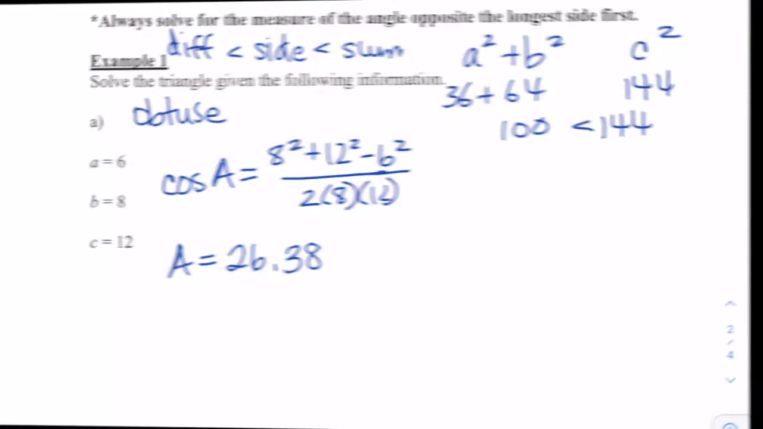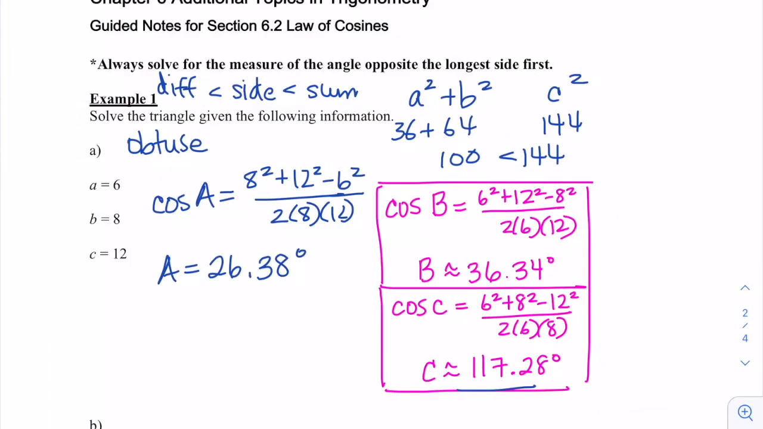All right, so go ahead and practice using the law of cosines to find the other two angles, and we'll double check. All right, so here's the work for finding angles B and C. Again, they're approximate, but you can tell right away that side C is going to be opposite the biggest angle, angle C, which is obtuse, 117.28.